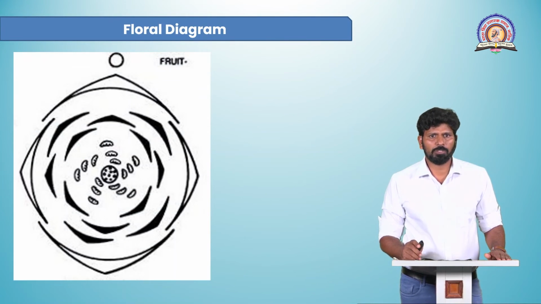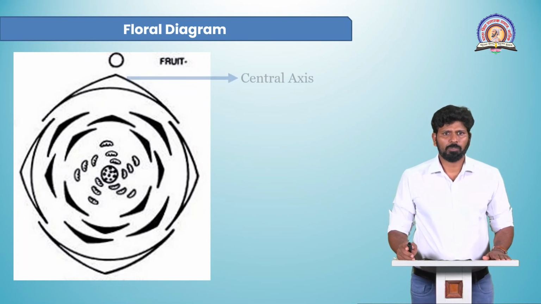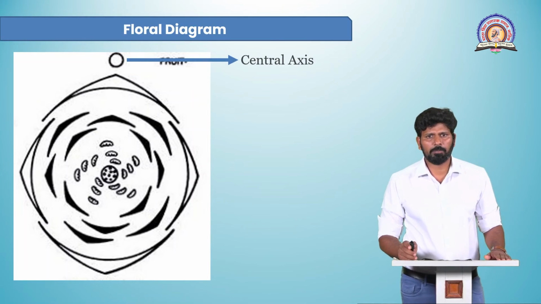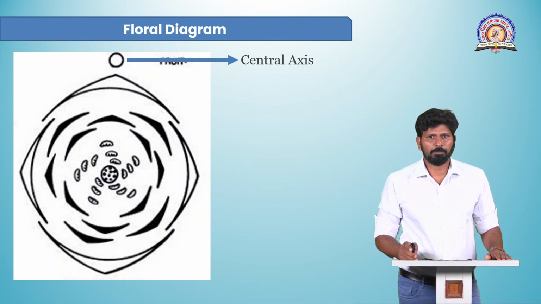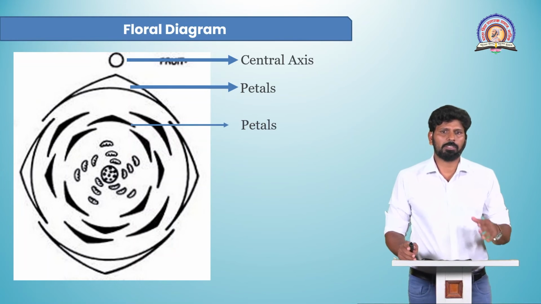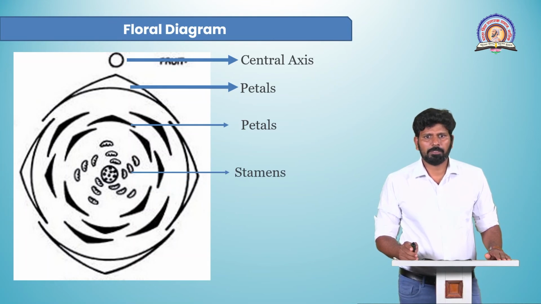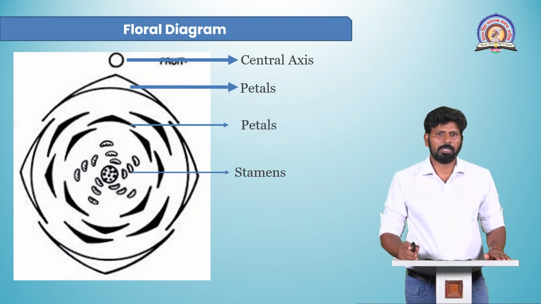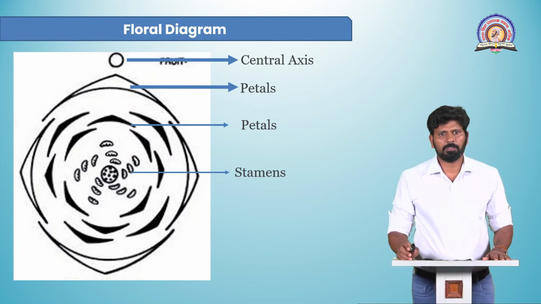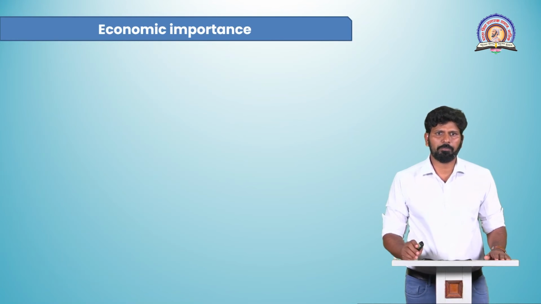Then the floral diagram. So this is the floral diagram of family Nymphaceae. How can we read this floral diagram? This particular symbol is the central axis. If this is the central axis, then these are the petals. This outermost part is the sepals, then the petals, and these are the stamens. And at the center, there is the TS of ovary. So this is the floral diagram of family Nymphaceae.